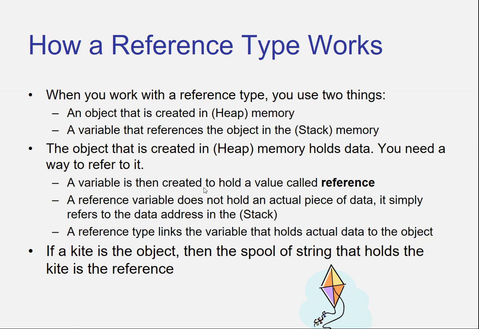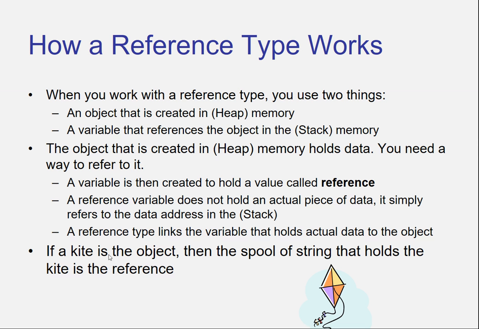So a variable is then created to hold a value called a reference, and that reference really is just the memory location of where that data is being held. So the reference variable doesn't hold the actual piece of data. That piece of data is actually put up onto the heap. The reference variable is actually in the stack, and so you've got this stack and this heap.